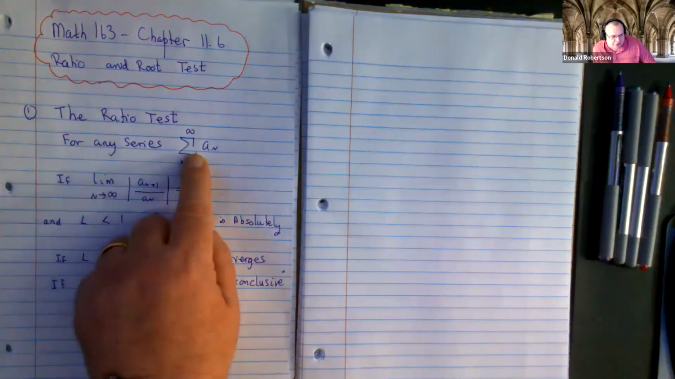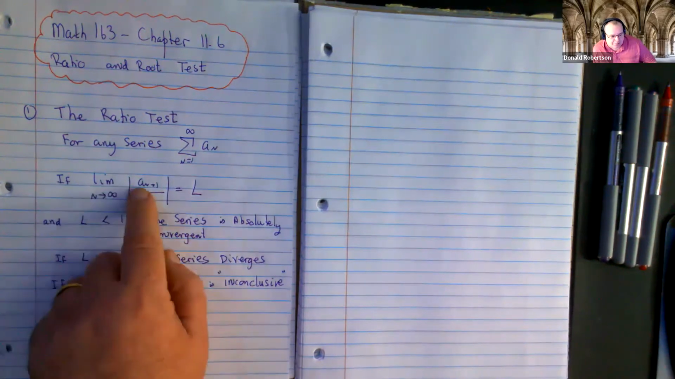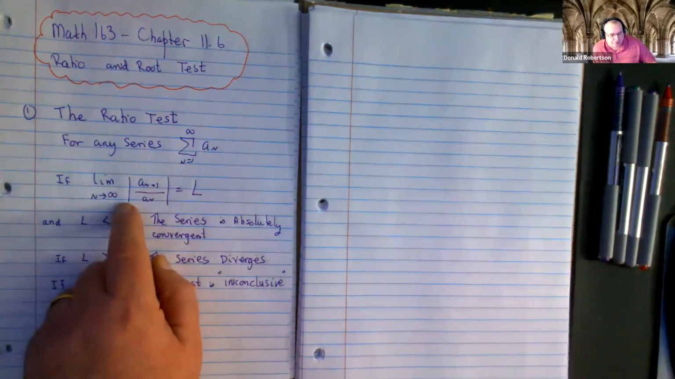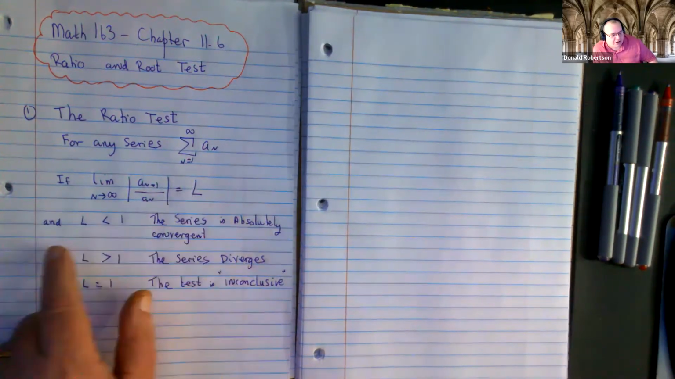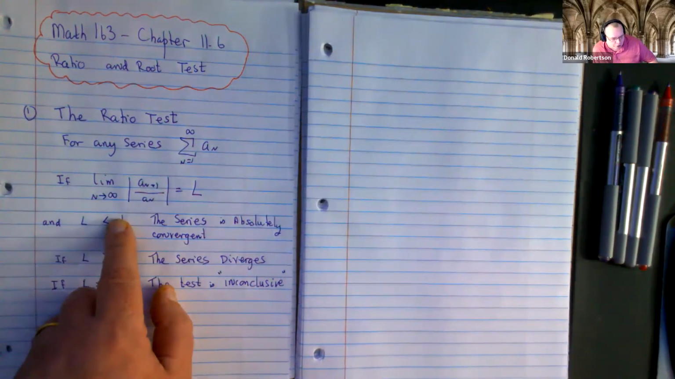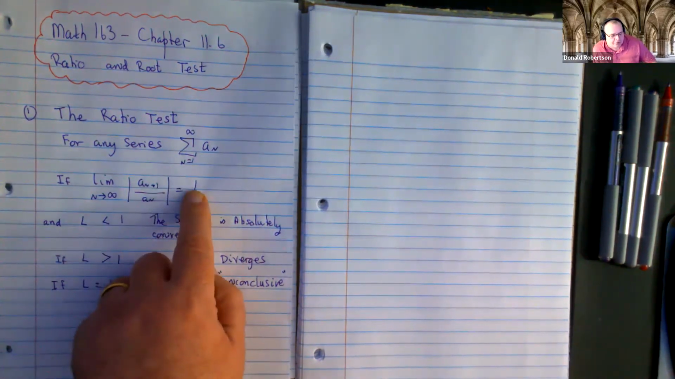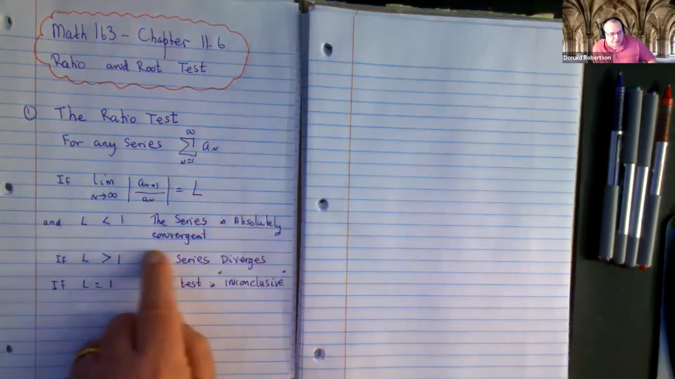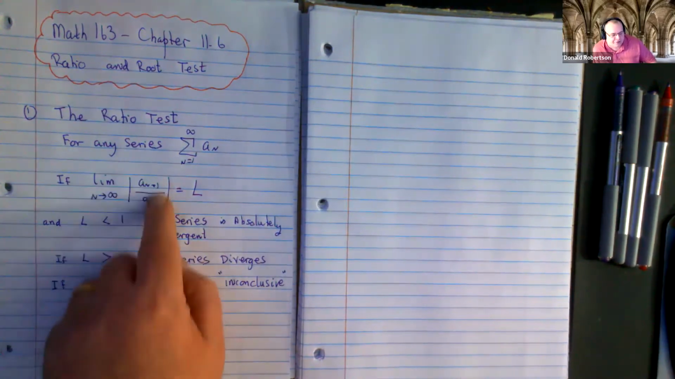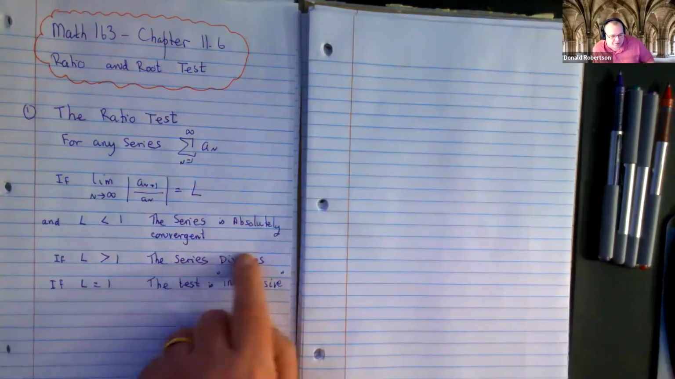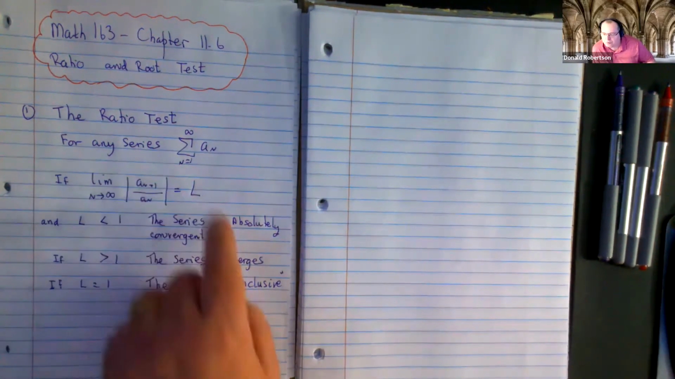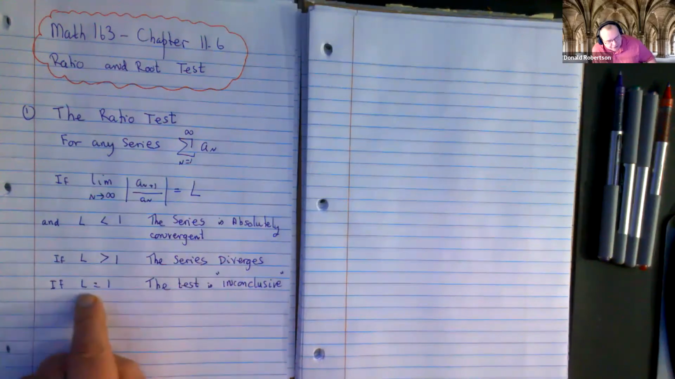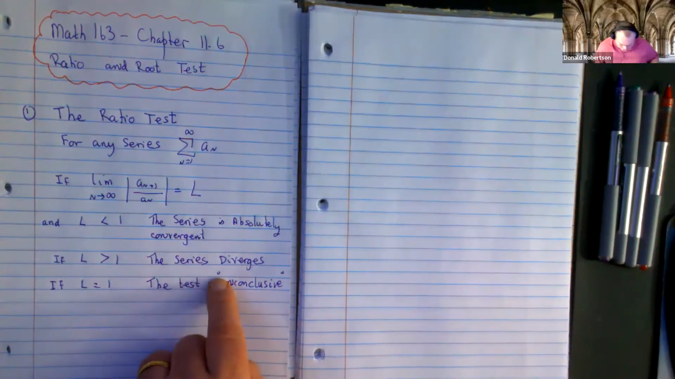So for any series, if the limit of a_(n+1) over a_n, absolute value of it, so it's positive, is equal to L, which it will be unless the answer is infinity, and L is less than 1, so if this limit is a number that's less than 1, the series is absolutely convergent. If this is greater than 1, then it's divergent, which is kind of like the ratio test, isn't it? You know, R bigger than 1, R less than 1. And if, this is the awkward part, if the limit is equal to 1, then the test is inconclusive.